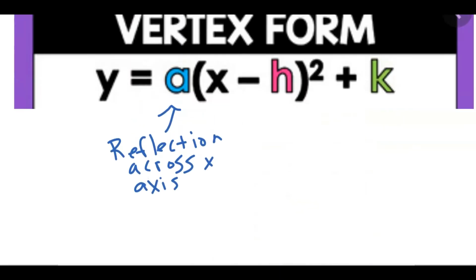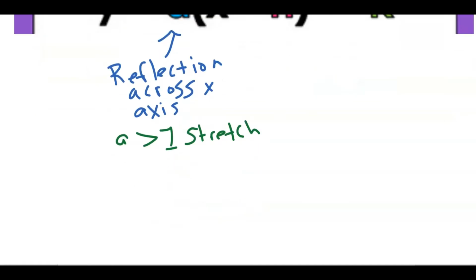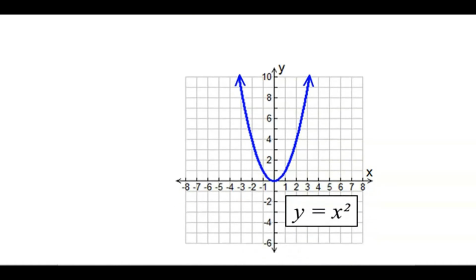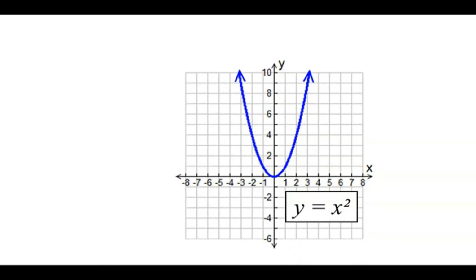If I change the a term, if I were to make it a bigger number, let's see, if I made a greater than 1, that's going to create what we call a stretch. Okay, so if this a term, for example, down here in our original graph, the a term in this graph is just 1. This is just the graph of x squared. But if I put a number in front of that, let's say I made this 3x squared, it's going to create a stretch. Okay, and you could check this out on Desmos, how this would work. But it's just going to make the graph more narrow.